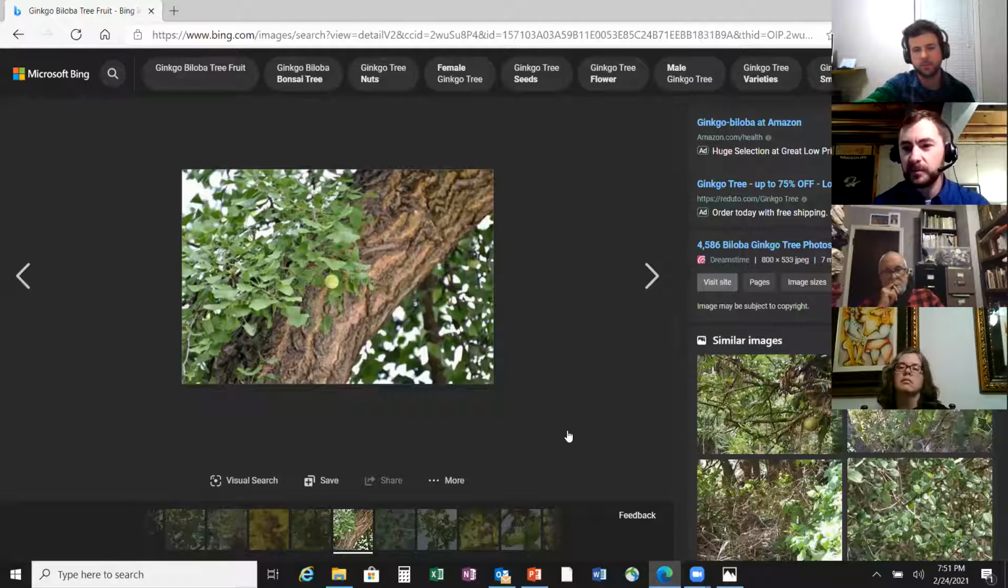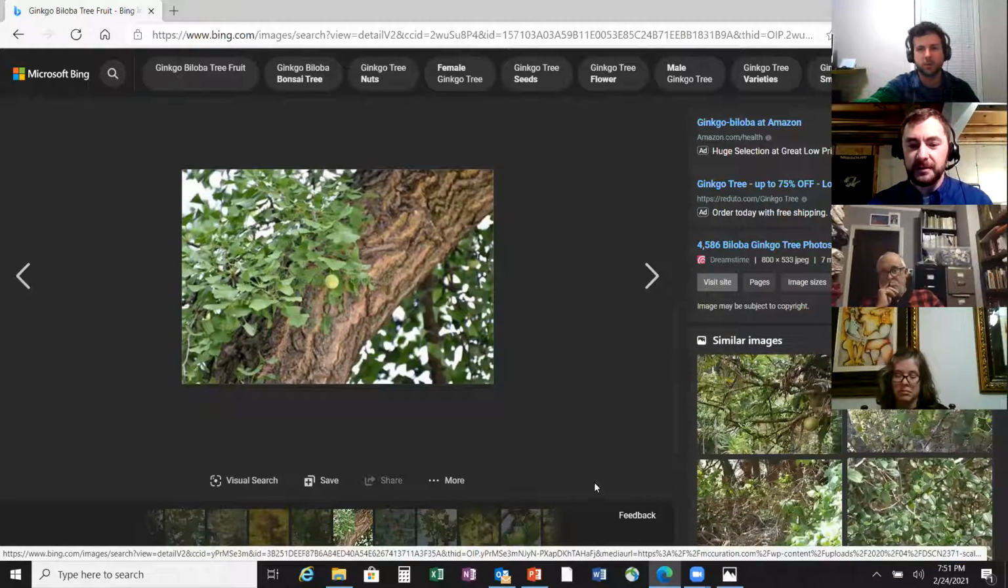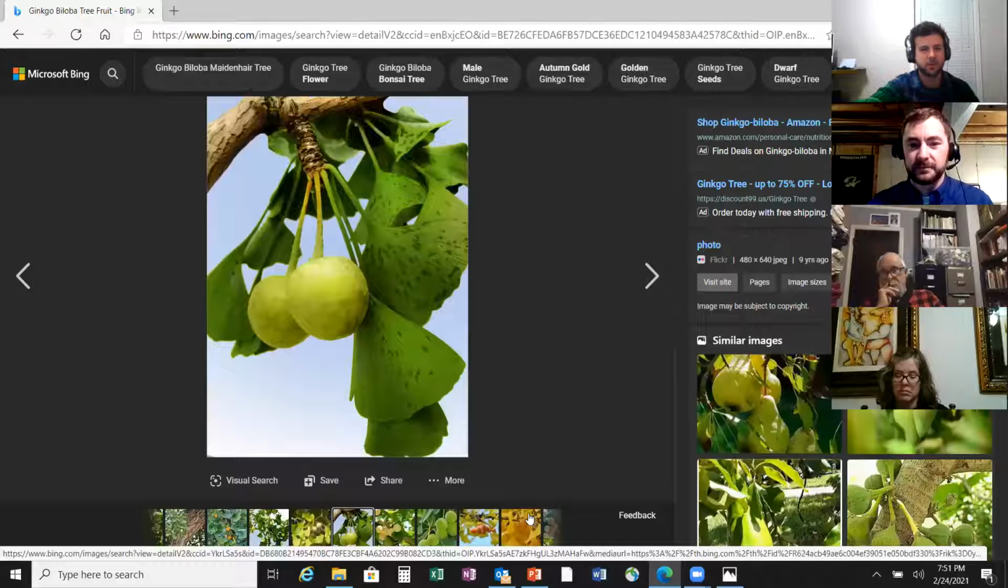Someone asked about, does the fruit have a particular smell for ginkgo? Why don't you answer that, Mark? Yeah, I mean, it's famous for it produces butyric acid, which also gives vomit and ripe cheese its distinctive smell. So yeah, you're going to know if you're around a male ginkgo in the fall.